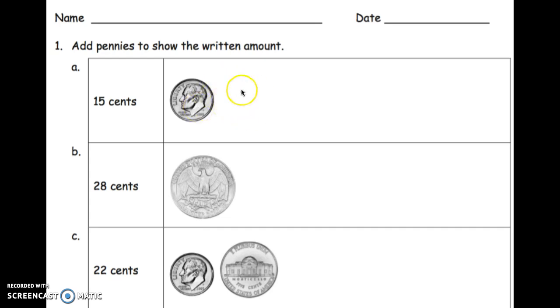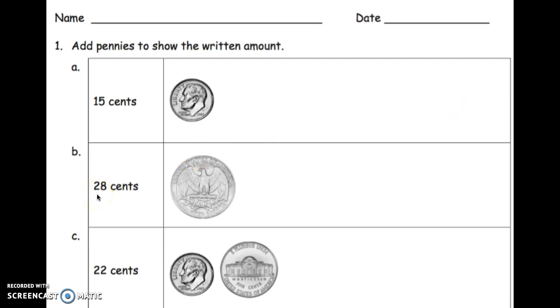How many more pennies do I need to draw to make 15 cents? Well, if this is 10, I would need 11, 12, 13, 14, 15. And then you're going to write a 1 inside each, or a P for pennies inside of each.